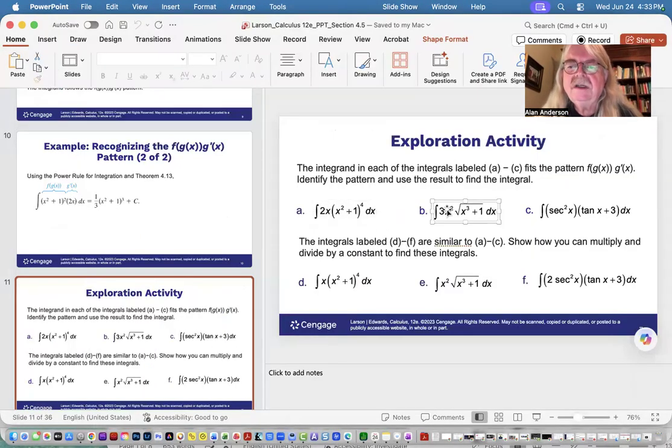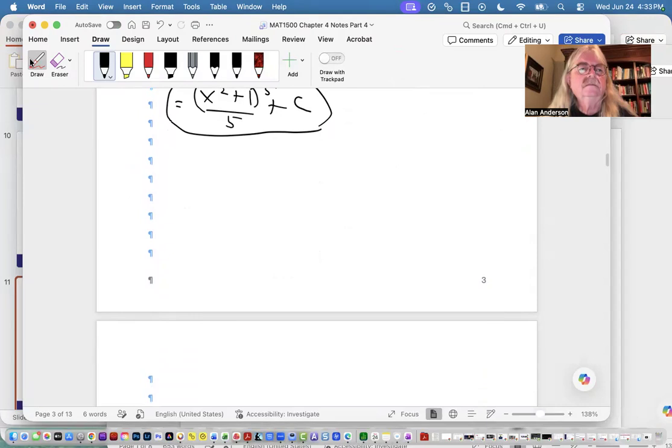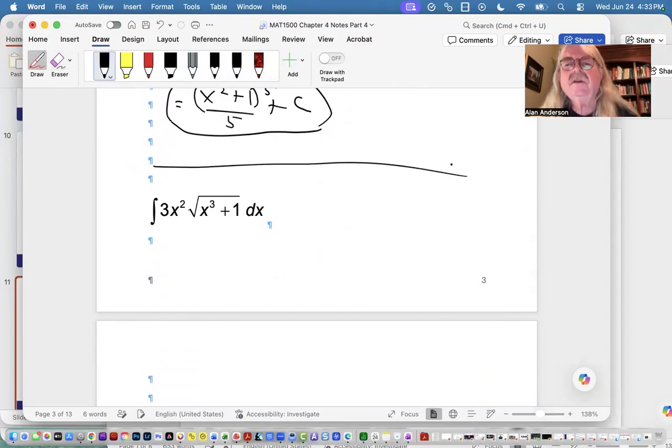How about this one? All right, so you're starting to see a pattern here. If you're looking at polynomials of some kind, the u should probably be the one that contains the highest exponent, so that when you take the derivative, you'll hopefully end up with the u in your expression. Okay, so let's try it here.